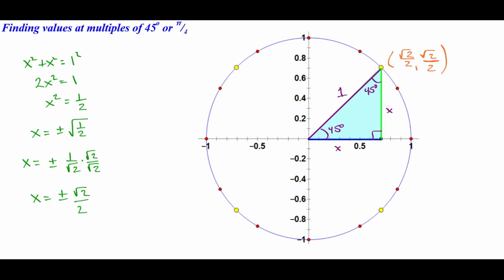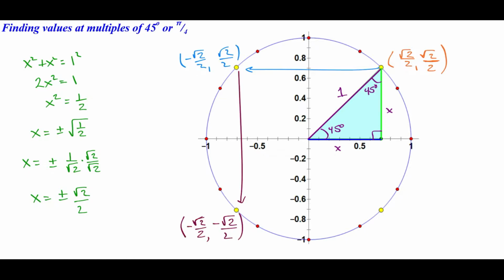The other 3 points that are these yellow dots, the middle of each quadrant, are going to be the same. We're just going to change the sign. So when we come over here, we're going to get negative radical 2 over 2 and then radical 2 over 2. Down here in quadrant 3, they're both going to be negative, so negative radical 2 over 2, negative radical 2 over 2. And then finally in quadrant 4, only the y-coordinate is going to be negative, so radical 2 over 2 and then negative radical 2 over 2.